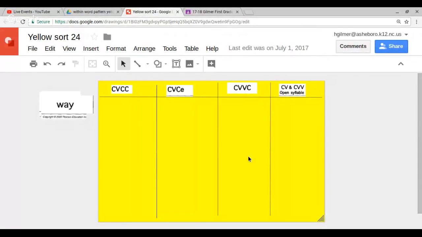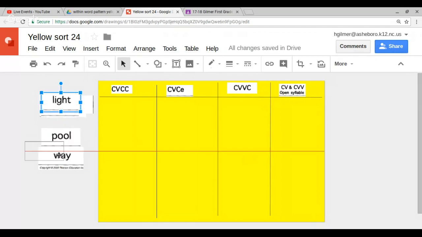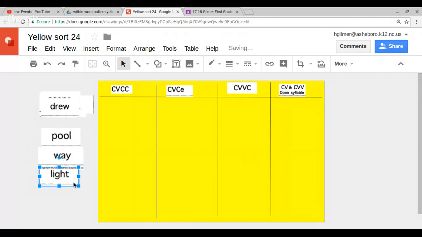Okay, so yellow sort 24. Let's just go over what these words are. This is way, like I went this way around the neighborhood. Pool, everybody knows what a pool is, fun to swim in. Light, I turn on the light because I was scared of the dark. Drew, that's the past tense of draw. That means you've already drawn it. You drew a picture. It's already happened.